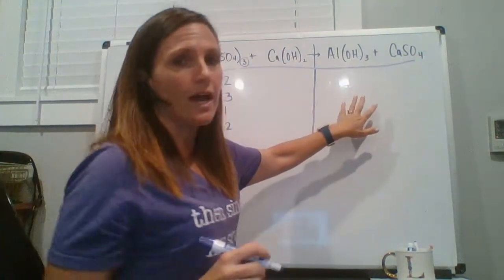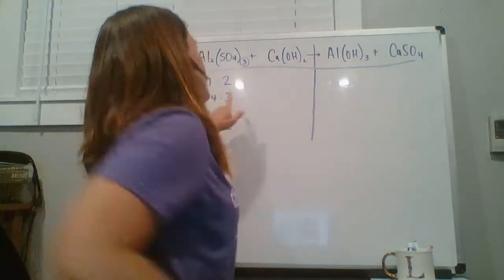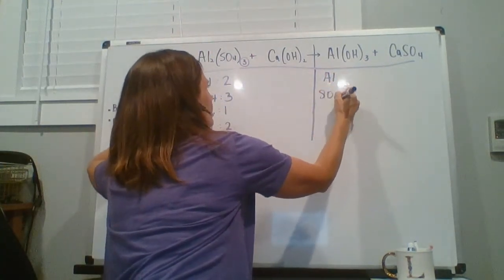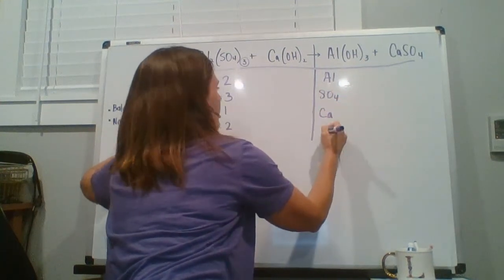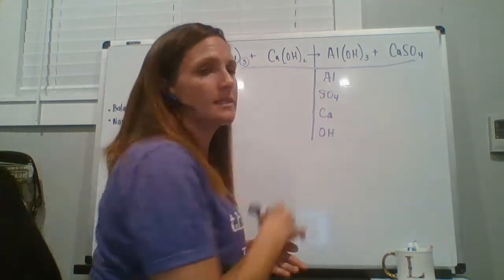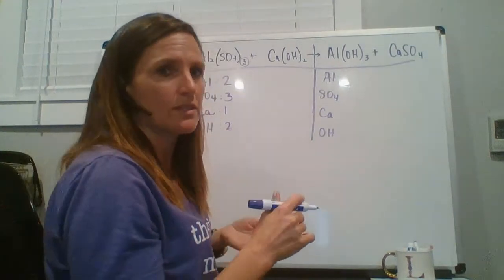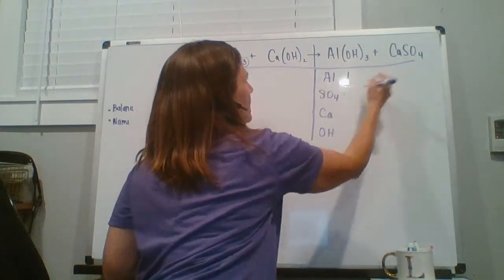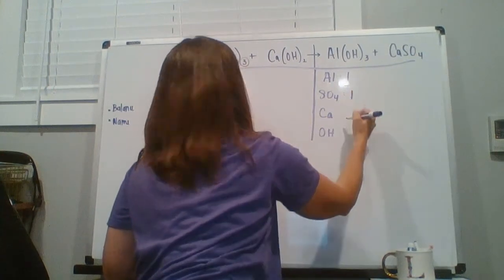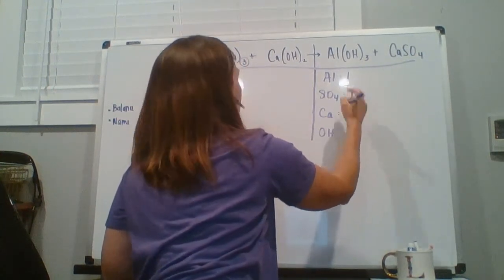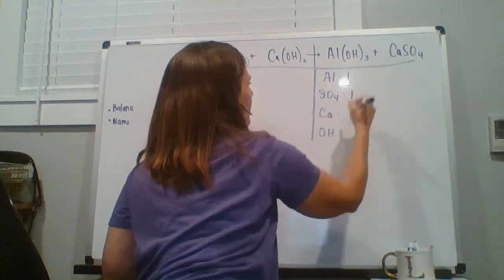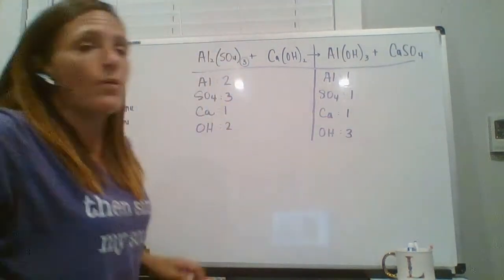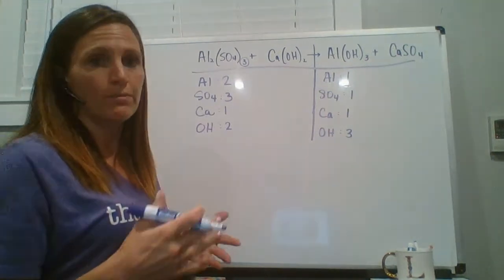When I go to the other side, I want to keep my list in the same order. So I'm going to keep this Al, SO4, Ca, and OH because that's going to make everything easier if those are in the same order. And so I'm going to go through and check: okay, I have 1 aluminum. I have this time 1 SO4. I have 1 calcium, and I have 3 hydroxides. So at this point, it's time to start balancing.